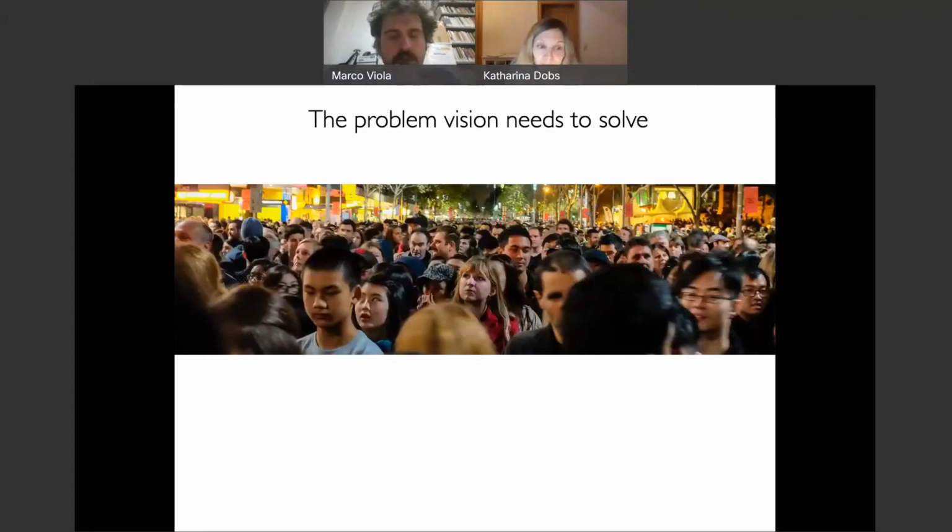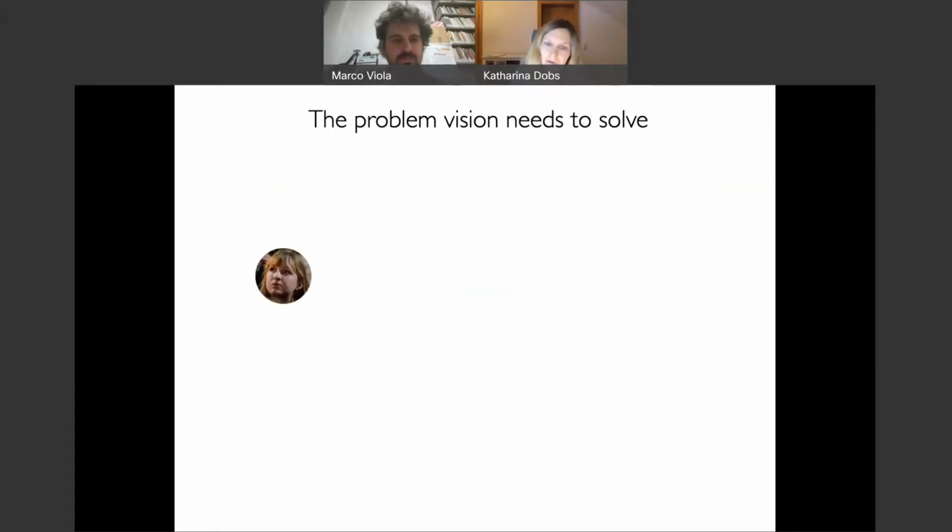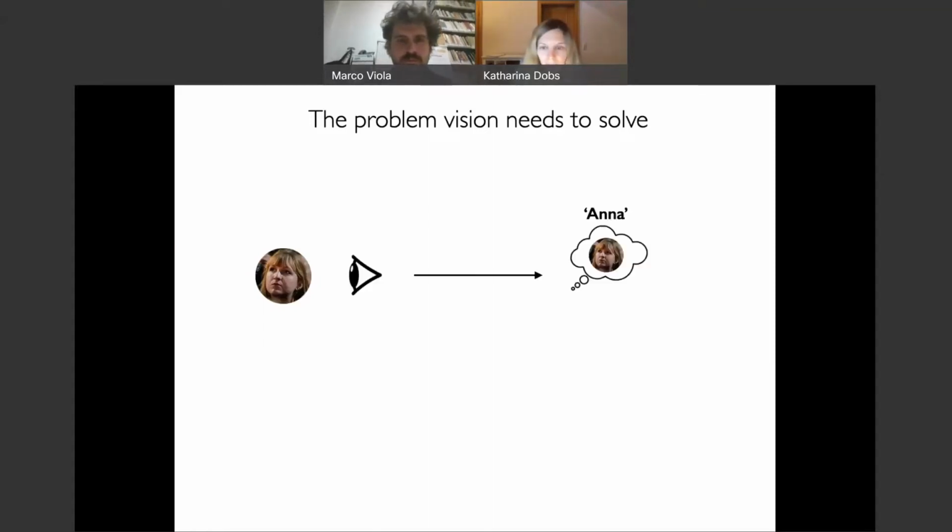As we all know, face recognition is crucial for our daily life, and people with face perception disorders, such as prosopagnosics, who cannot recognize faces, are severely impaired in their social lives. So what is the problem our vision needs to solve to recognize a face in this crowd? When we look at this face here, for example, the 2D pattern of light entering our eyes is processed through different processing stages until we come up with the abstract representation of the face, such as: this is Anna. So how does face recognition work in humans?